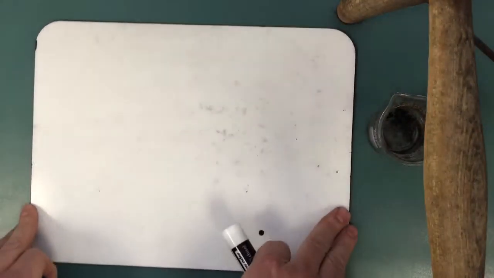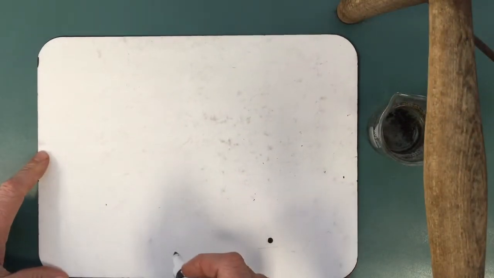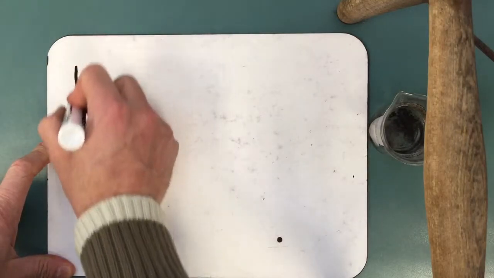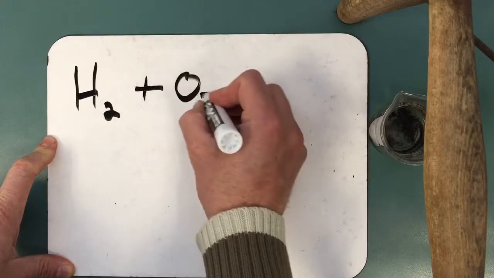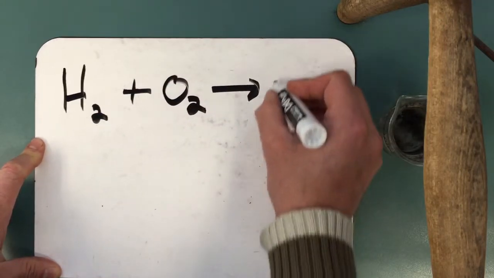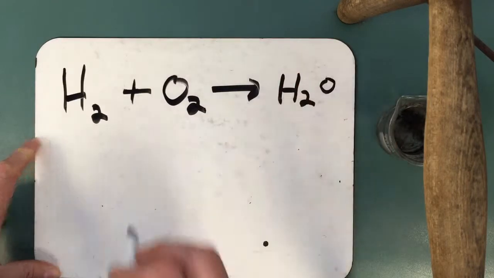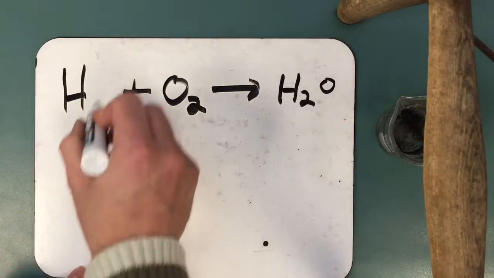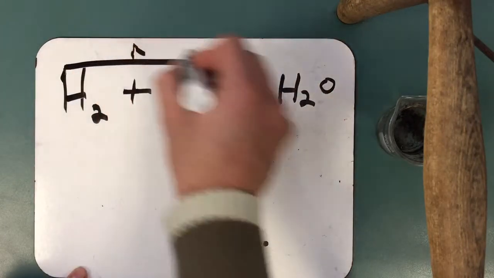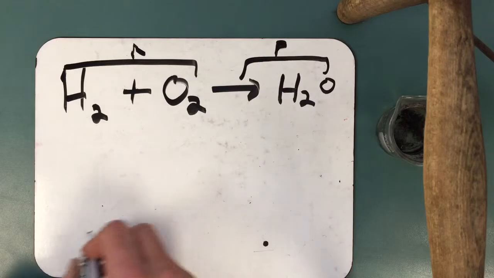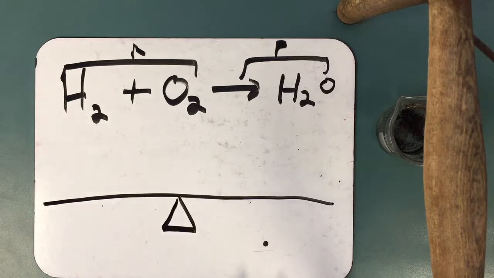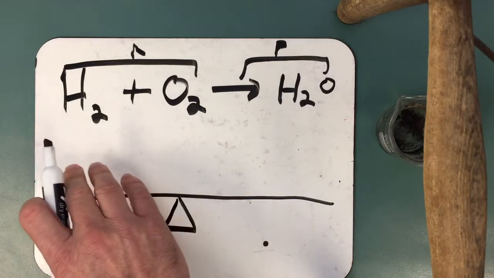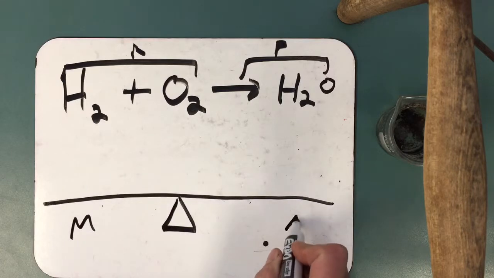How can we show this? We show this using a chemical equation. For example, if we took hydrogen gas and we reacted it with oxygen gas, it makes water. These are the reactants, and these over here are the products. If I did this on a balance, like a teeter-totter, what I would find is that during that reaction, you would end up with the same mass over here as you have over here.